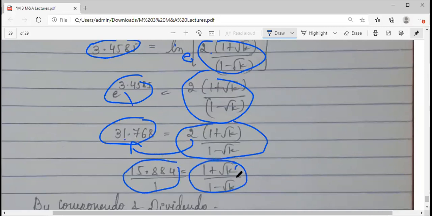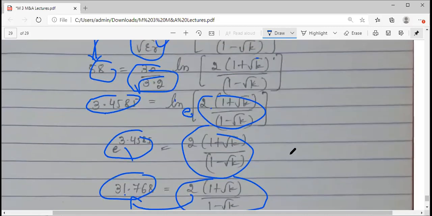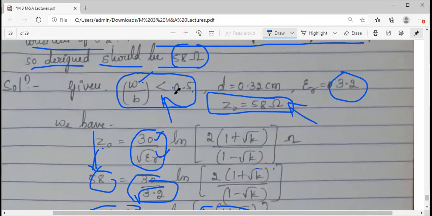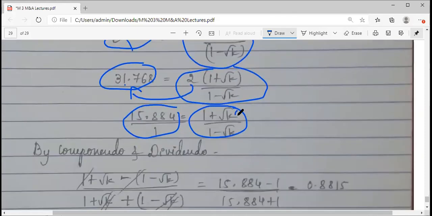Now, finding k. Ultimately my goal is to choose the proper strip line. Choosing the proper strip line means which dimensions of strip line I need so that the given condition is met: W by D 0.5 and Z naught 58. So in this, k is unknown to you. How to find k? You can go for cross multiplication and simplification. The better and easier way is to use the componendo and dividendo ratio.